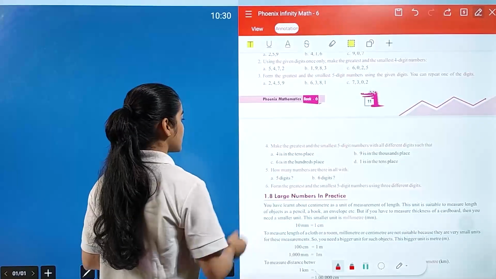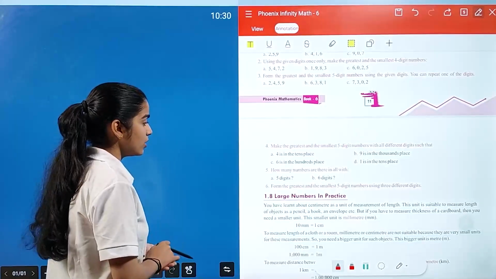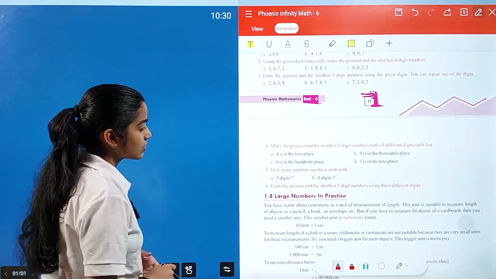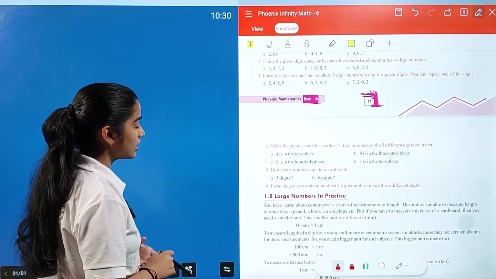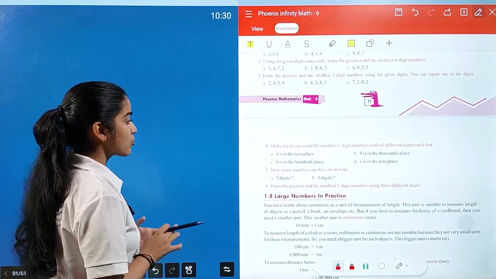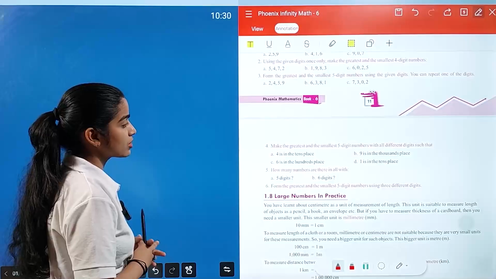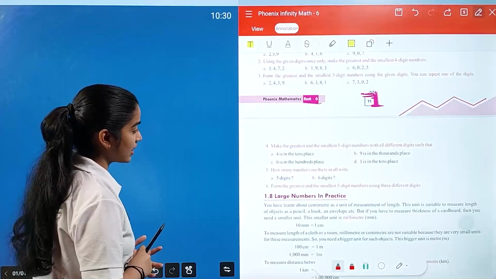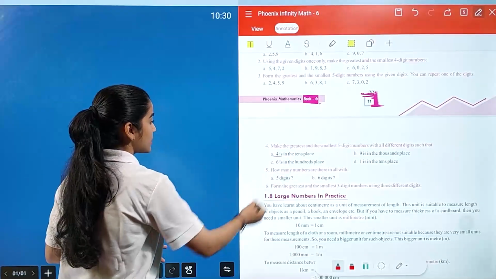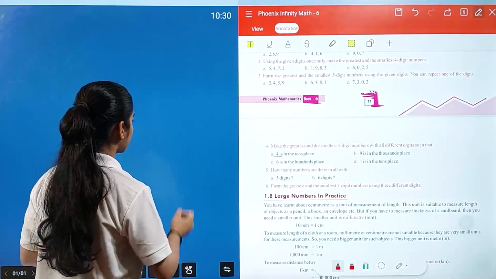After this, make the greatest and the smallest 5-digit number with all different digits such that 4 is in the tens place value and 9 is in the thousand place value and 6 is in the 100 place value. So make the greatest and smallest 5-digit number with all different digits such that 4 is in the tens place value. First, we have to make the greatest number.